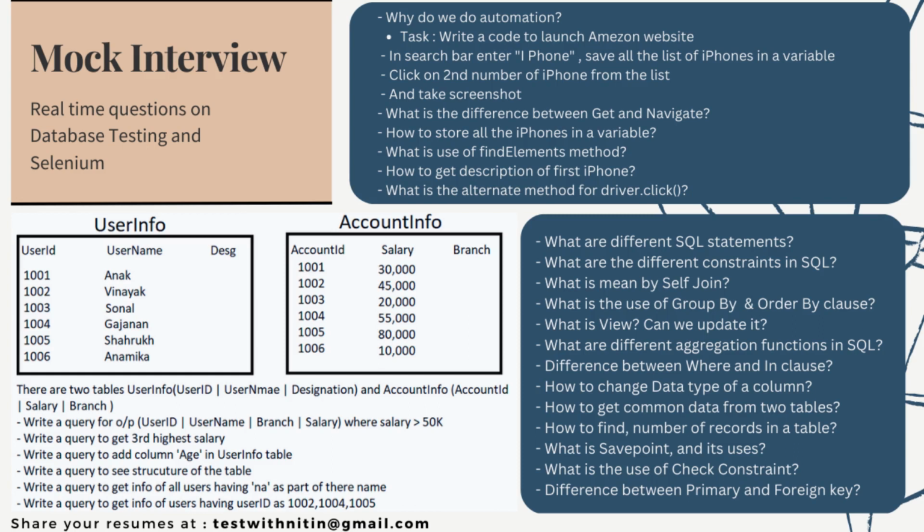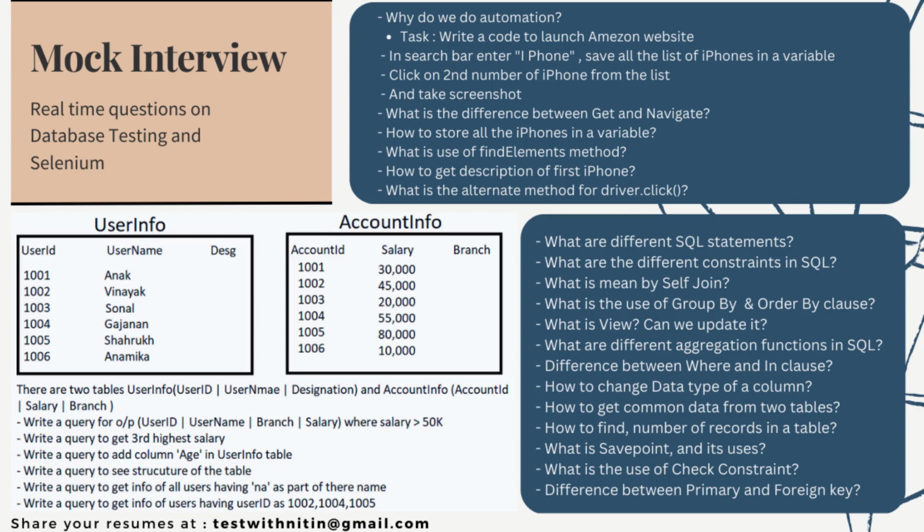And when we have to get descending order, we use select star from employees order by salary and the descending DESC keyword.